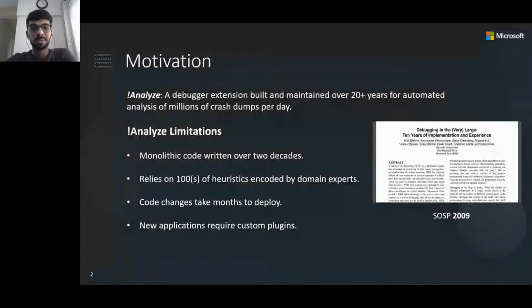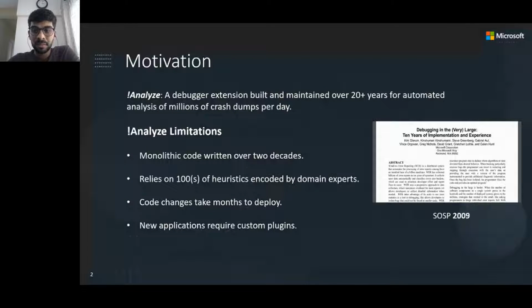To start with some context, today when systems crash around the world, Microsoft collects crash dumps for root cause analysis and bug fixing back at Microsoft. We would have seen this when Windows tries to send a crash dump back to Microsoft. A key component that helps with this analysis is a debugger extension called !analyze, which was introduced to the research community in an SOSP paper from 2009.